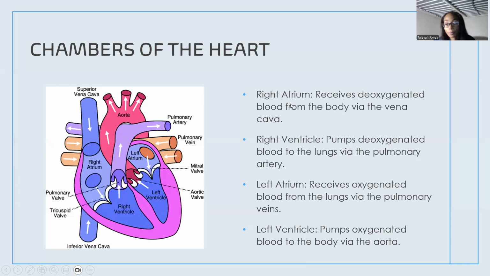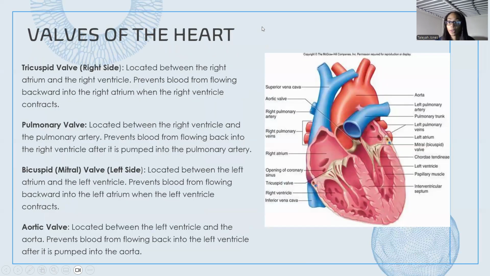So here we have the right atrium. The right atrium receives deoxygenated blood from the body via the vena cava. Then we have the right ventricle right here, which pumps deoxygenated blood to the lungs via the pulmonary artery. Then we have the left atrium, which receives oxygenated blood from the lungs via the pulmonary veins, which is right here. And then we have the left ventricle, which pumps oxygenated blood to the body via the aorta. Right here, aorta.